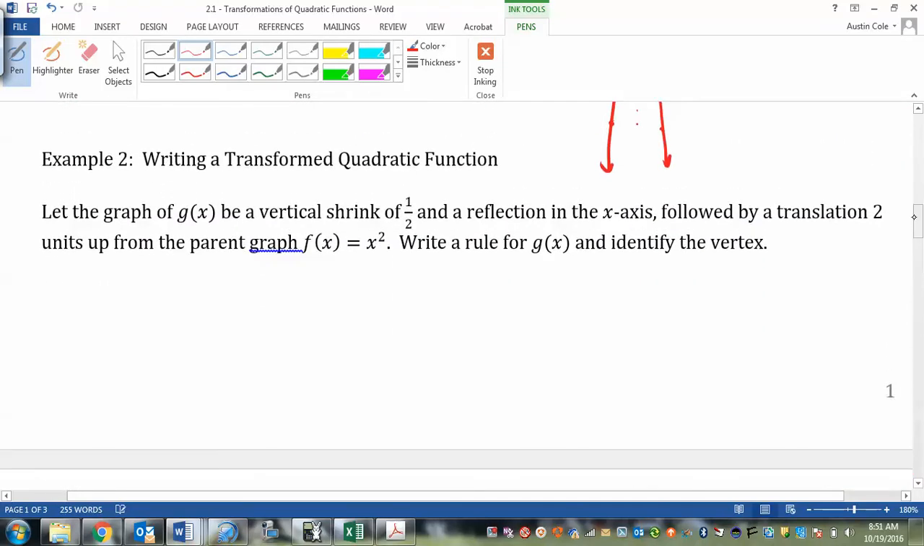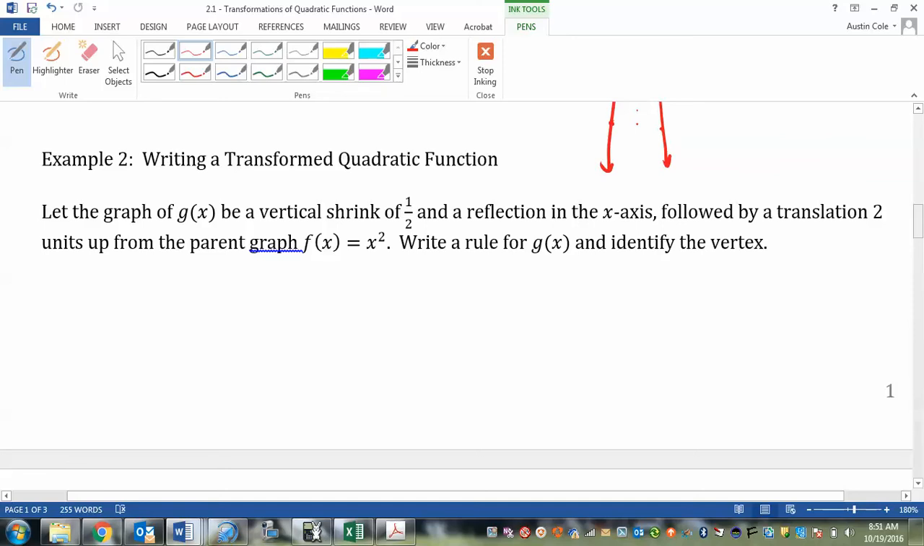Here we go. Example 2, it says writing a transformed quadratic function. So it says let the graph of g of x be a vertical shrink. Vertical shrink. Now, again, I don't like that word smaller because is it skinnier or wider? Wider. It's wider. It's a half.